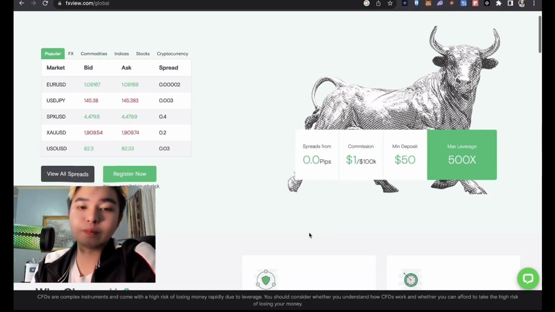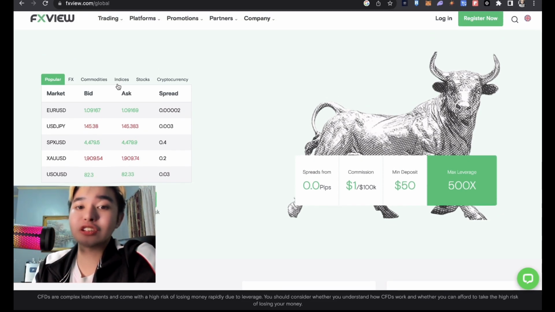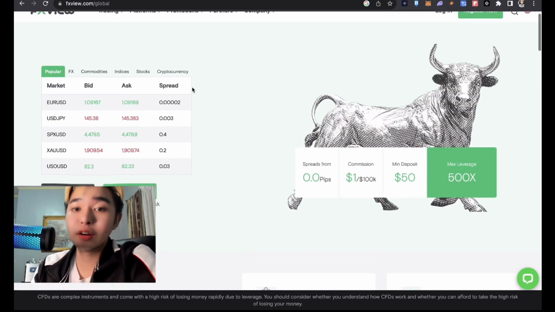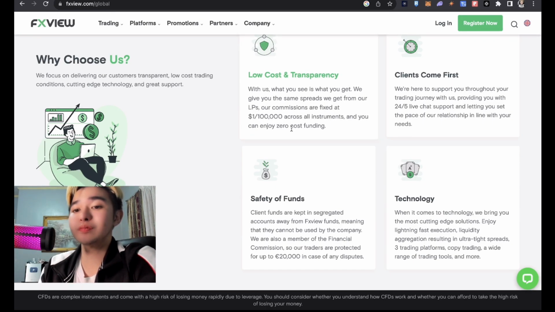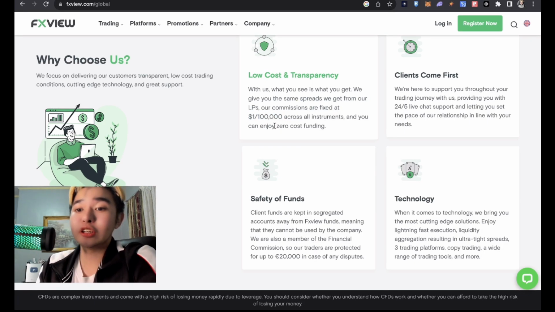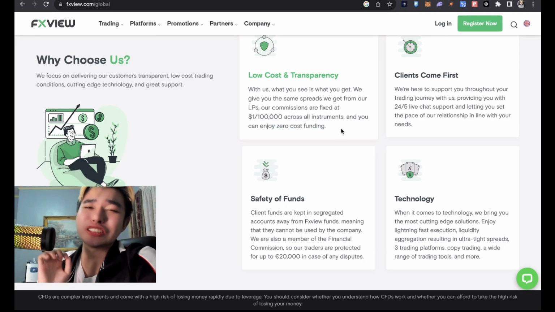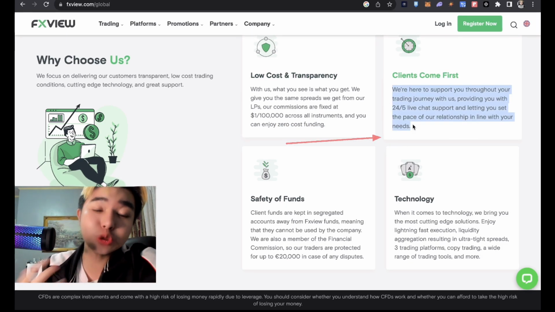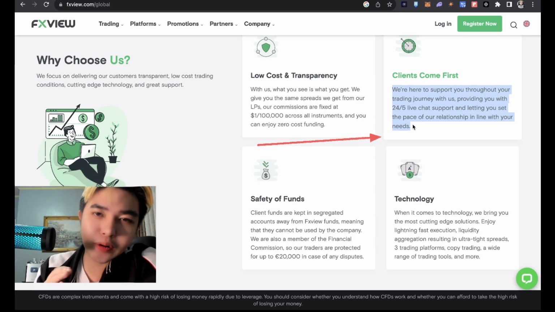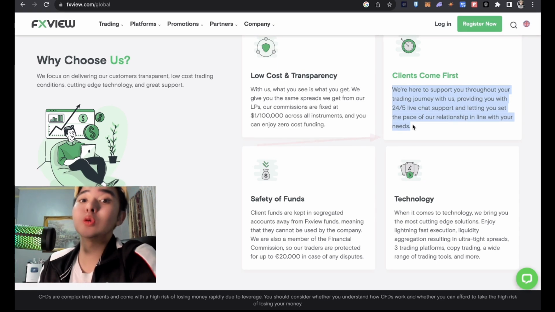Okay, so as you can see here, there's FX, commodities, indexes, and of course stocks and crypto as well. And of course, guys, it's low cost and transparent. And of course, guys, $1 per 100,000 is the commission across all instruments. So you can enjoy zero cost funding, which is very massive. And clients come first, so they prioritize you. You're the client, you are important, tantamount to the project.